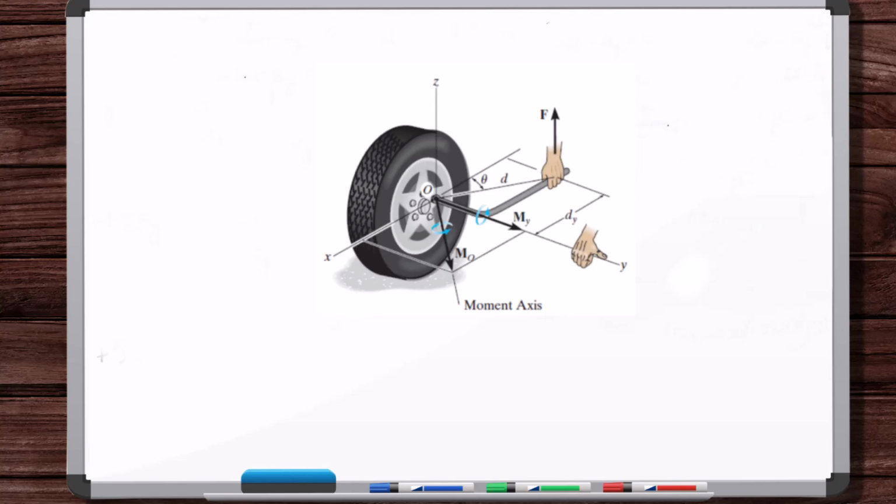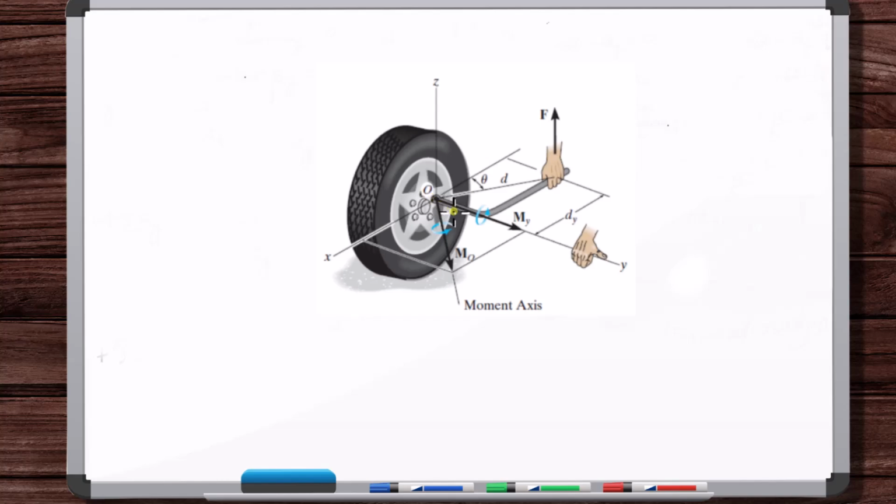Okay, now the last thing I want to talk about is the moment of a force about a specified axis. I touched on this earlier in the video, but we're going to get into it more specifically now. Here, if you want to find the tendency of this force to rotate the bolt or the lug nut, you do R cross F, right? R cross F, coming perpendicular to the plane containing R and F, is this moment axis. Okay, but that's not what you're looking for, right?